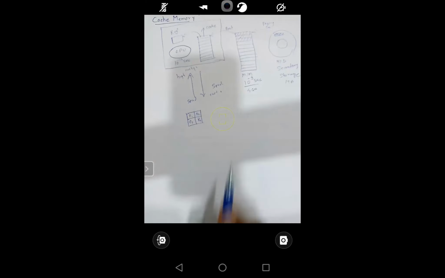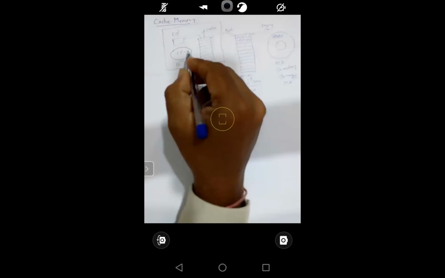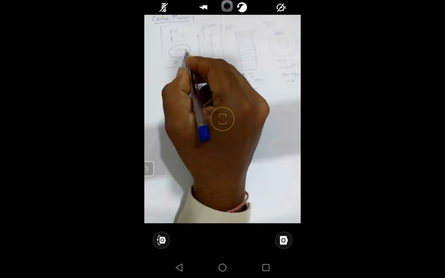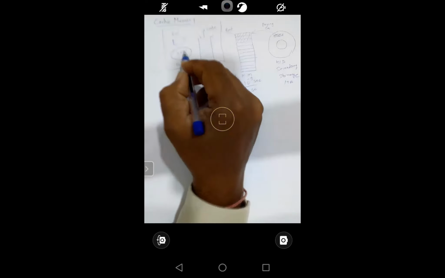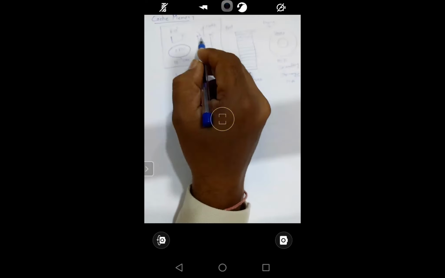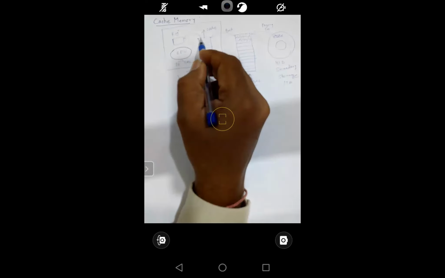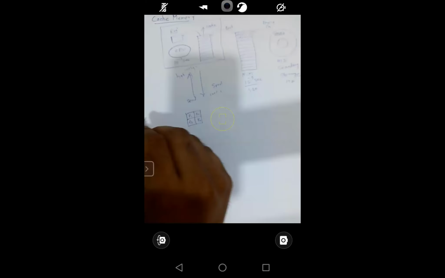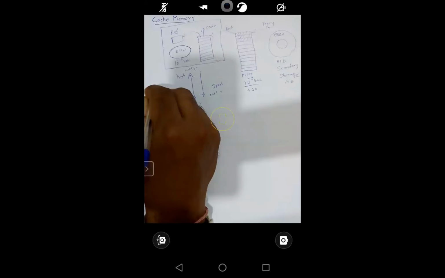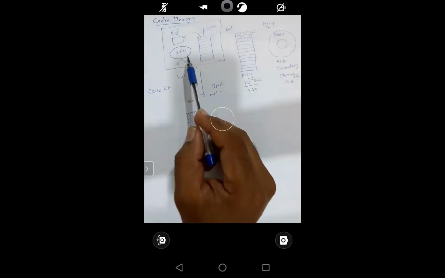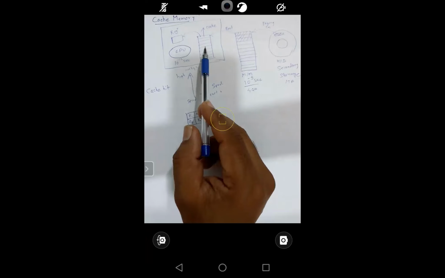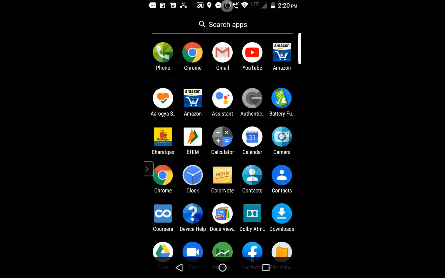Now suppose the CPU wants a particular instruction or data. So the processor checks for the required data in the cache. If the required element is present in the cache, then it is called a cache hit. Cache hit. The processor wants the particular element from the cache, and the processor looks up the particular element in the cache, and if the element is there, at that time we can say it is a cache hit.